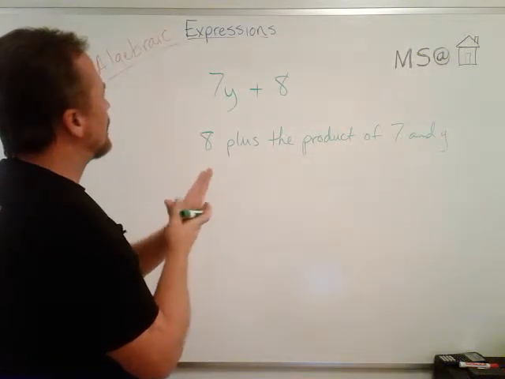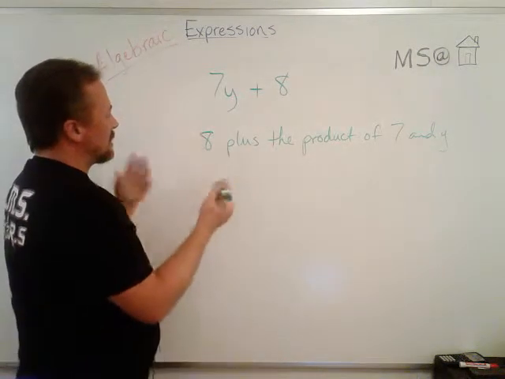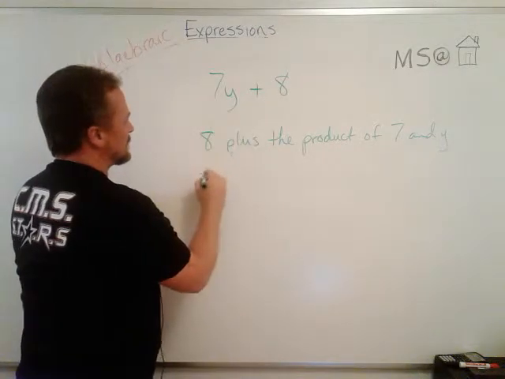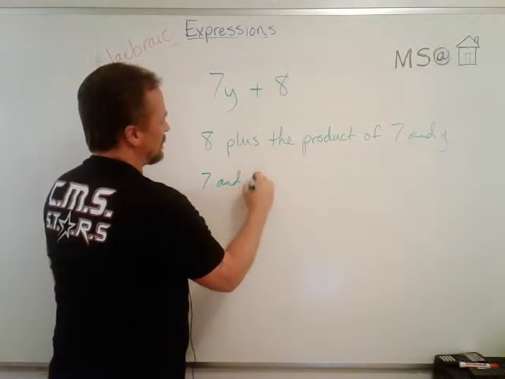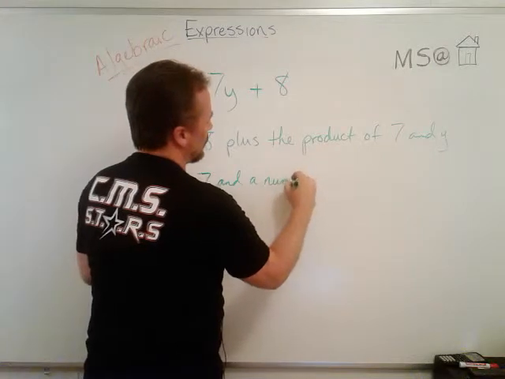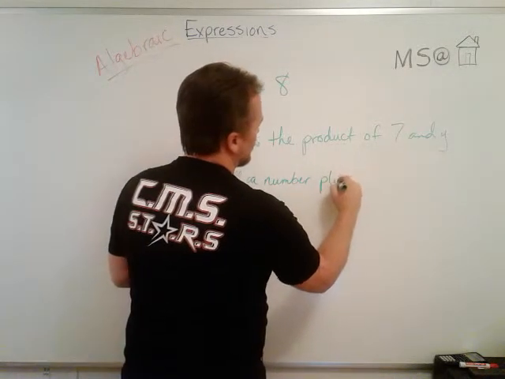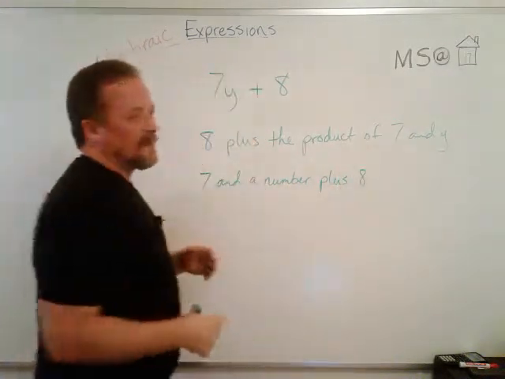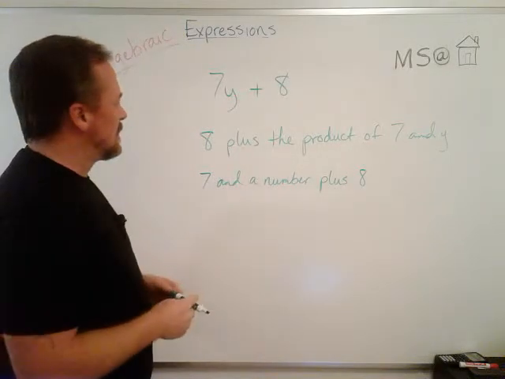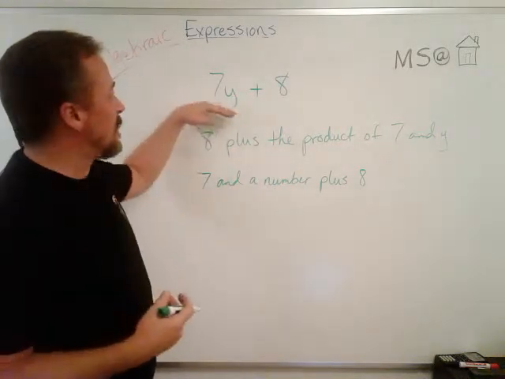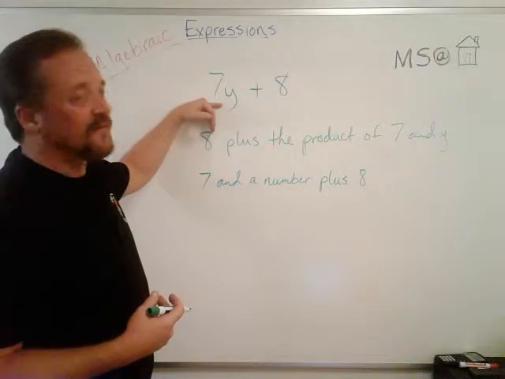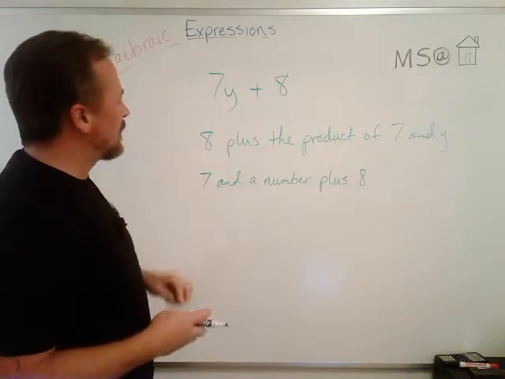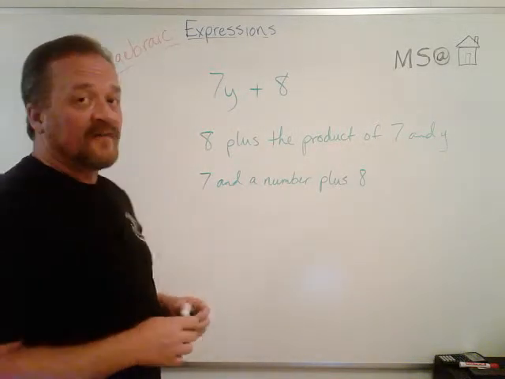What's another way? You can do it real simple. You can just read it left to right. 7 and a number plus 8. Because here we're not putting anything really into a basket. The order of operations will take care of this for us because it tells us to multiply first. So those both are correct. Can you think of other ways to do it?